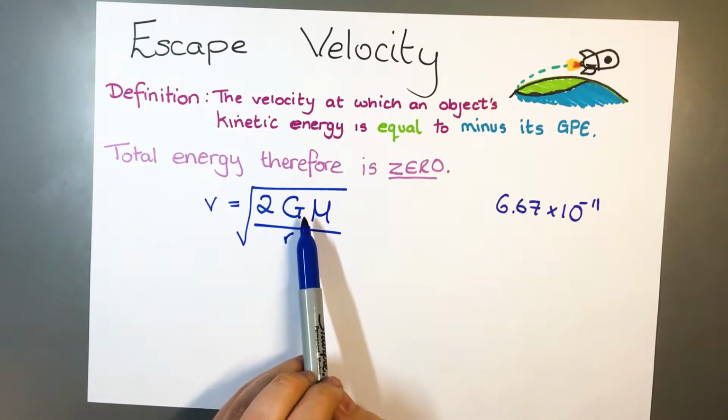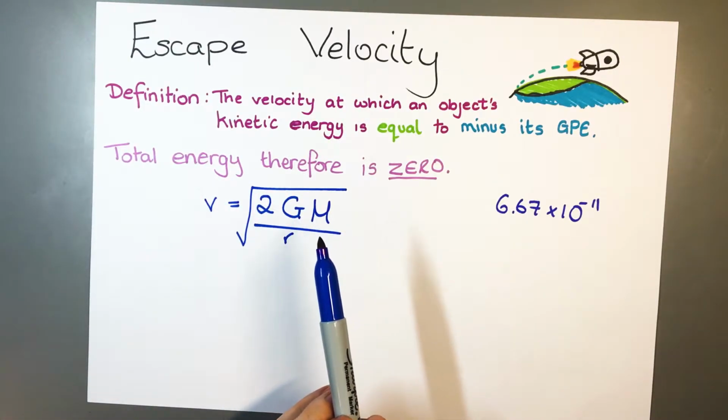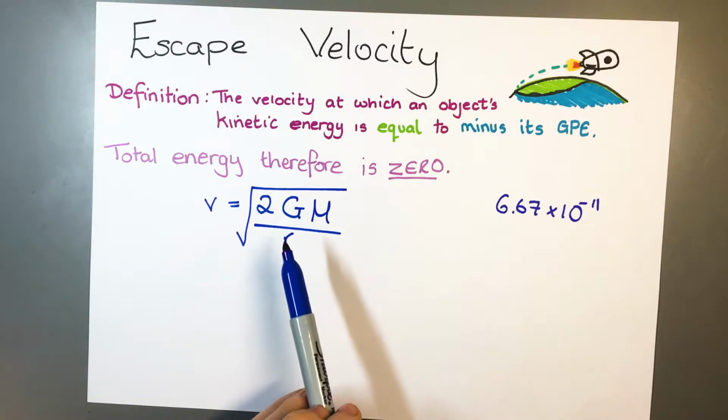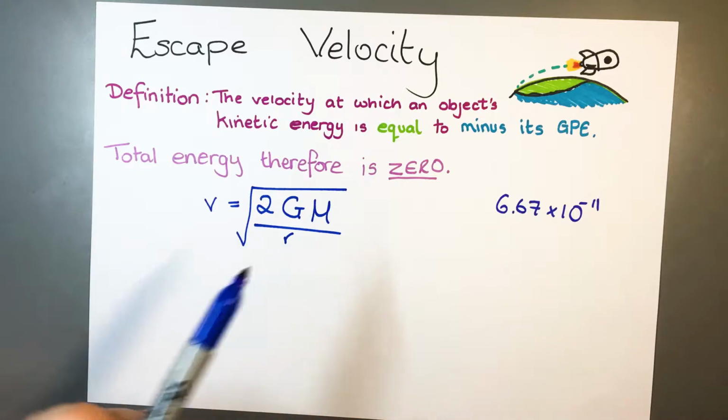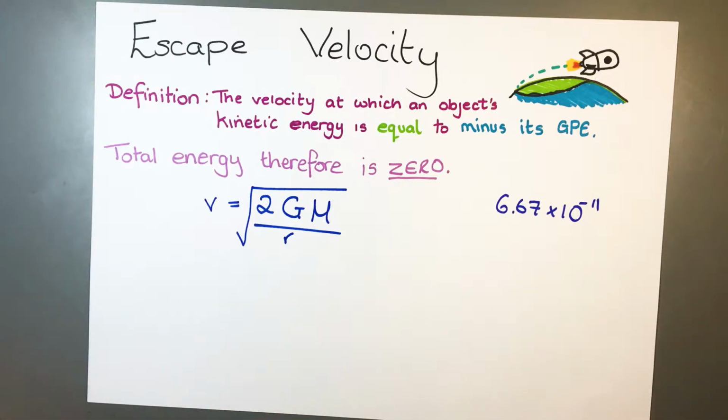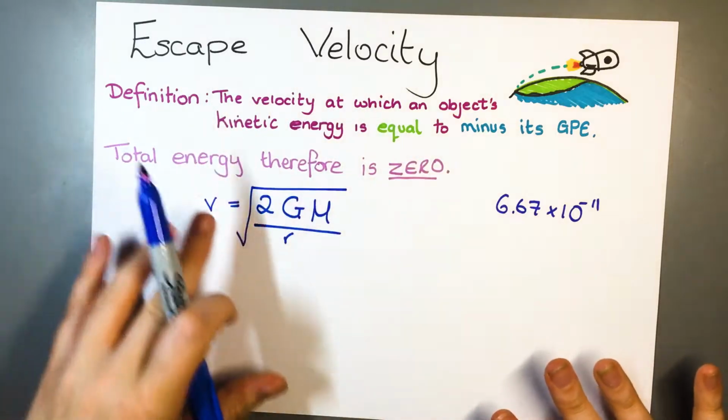This is really important, so don't get this muddled up. Big G is the gravitational constant. M is the mass of the object you are trying to escape from, not the object that is doing the escaping. And R is the distance it's going to have to go. So that's the equation to start off with.